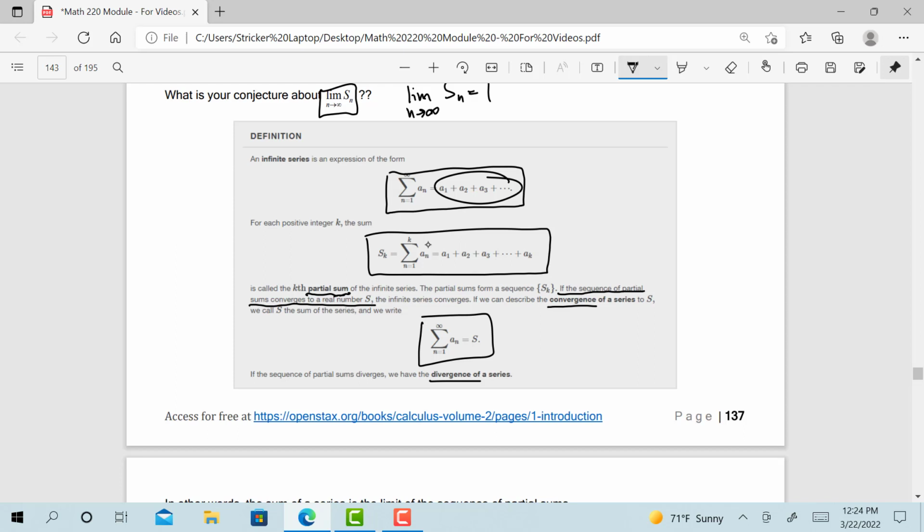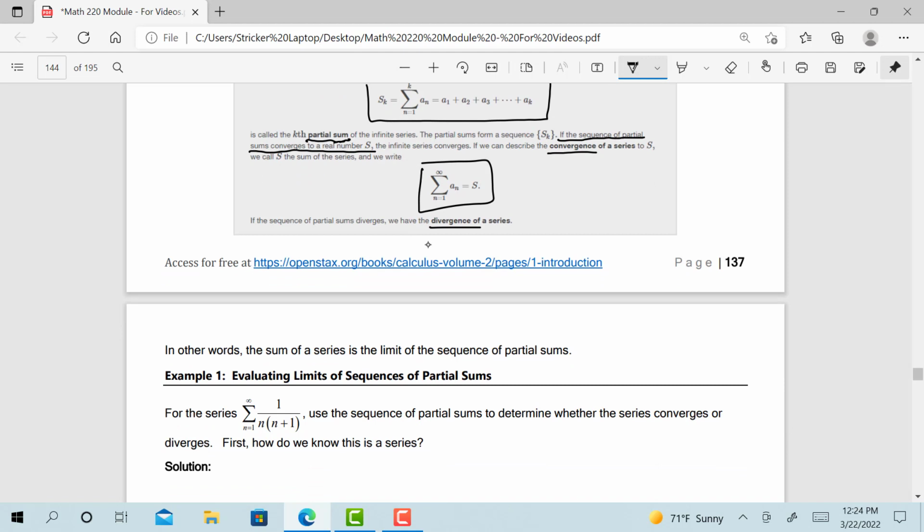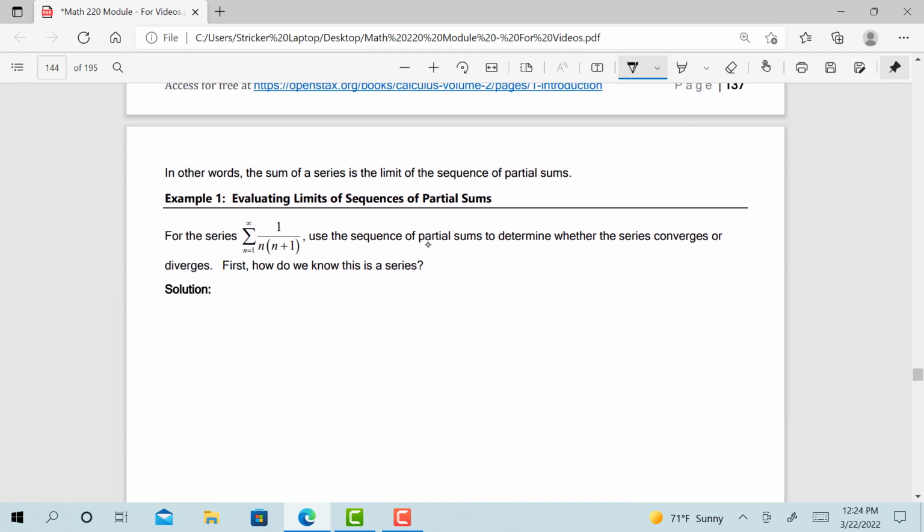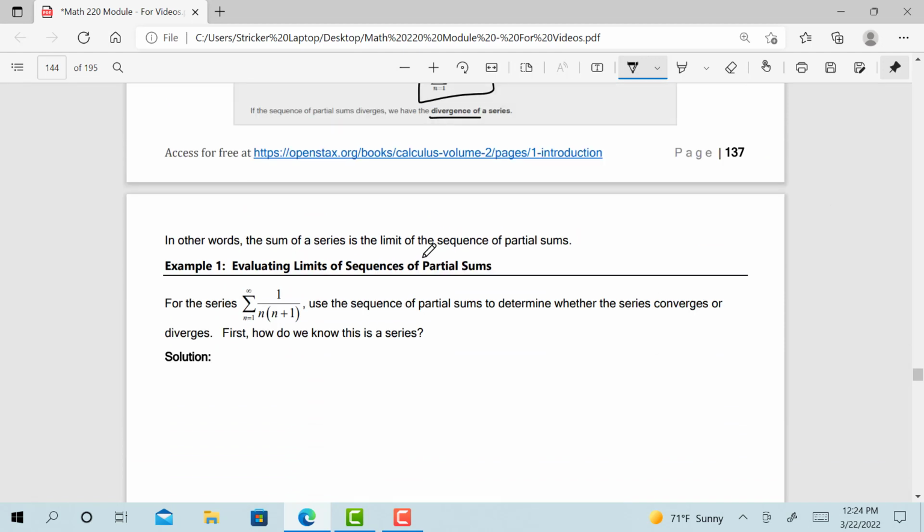And what most of the rest of this chapter is going to be spent doing is figuring out how to tell if a series converges or diverges. So let's take a look at another example. Example 1 says, for the series 1 over n times n plus 1, use the sequence of partial sums to determine whether the series converges or diverges.